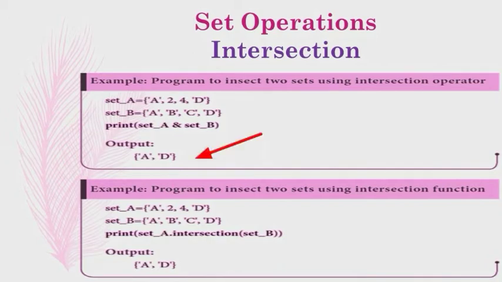This is the output. And the next example program is a program to intersect two sets using the intersection function, okay. Set A is equal to {A, 2, 4, D}, set B is equal to {A, B, C, D}. Print set A dot intersection. This is the intersection function. Within the parenthesis, set B is given. So you will get the output A, D, okay. These are the common elements.